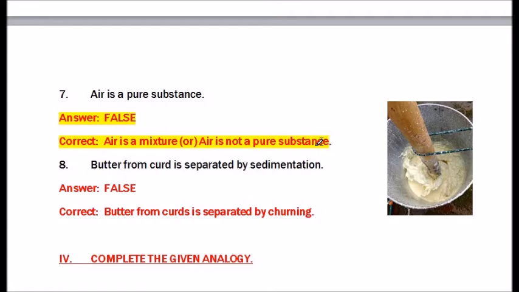Question number 8. Butter from curd is separated by sedimentation. Answer is false. Butter is separated from curds by churning.